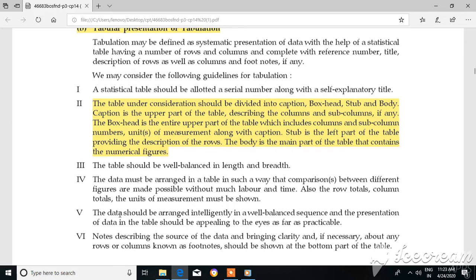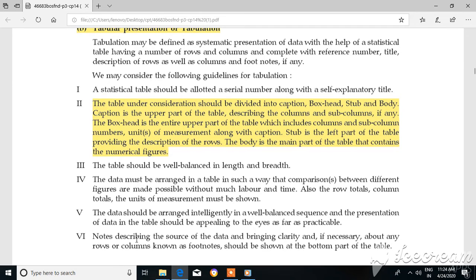What is the next one? The data should be arranged intelligently in a well balanced sequence. So, why have they mentioned this? Because whenever I want any data, we should be able to retrieve that data easily. So, this is very important.